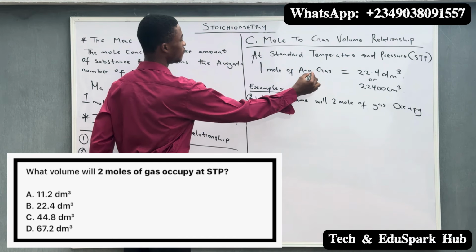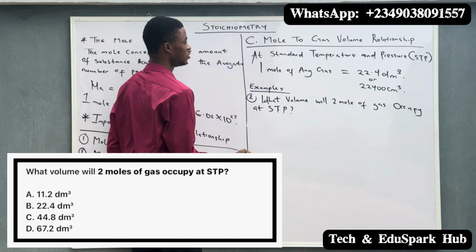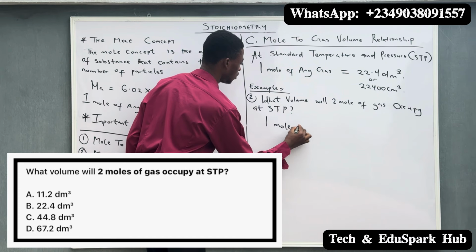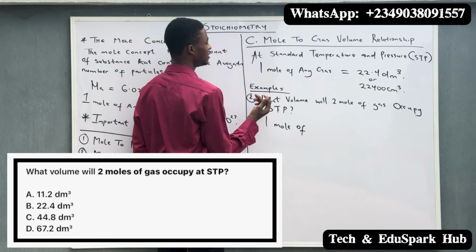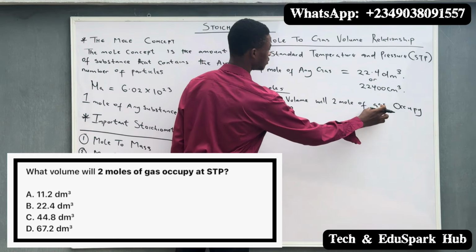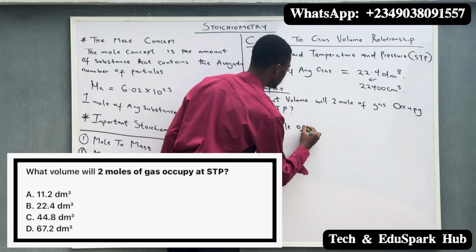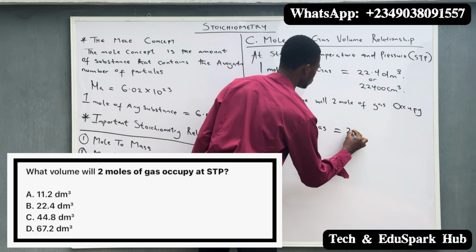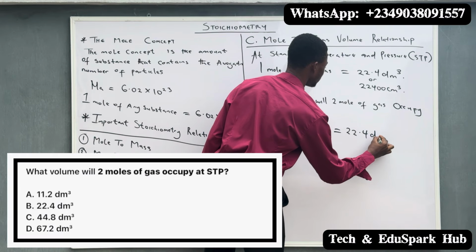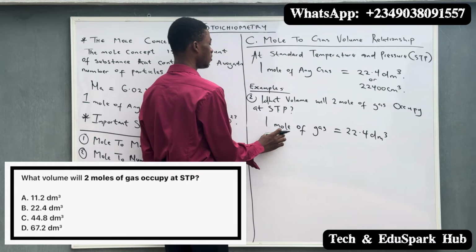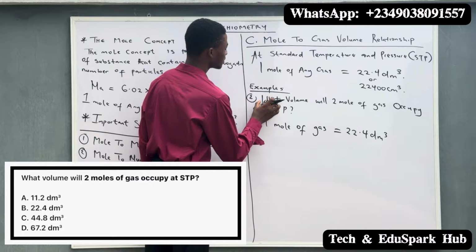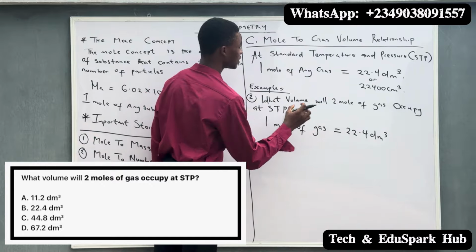So we know that 1 mole of any gas is what? 22.4 dm cube. So we can say 1 mole of, so instead of writing any gas, we are not given the name of the gas here. So we can just put what you are asked to work with. So 1 mole of gas is equal to what? 22.4 dm cube. Now, the question is asking us what volume will 2 mole of gas occupy?